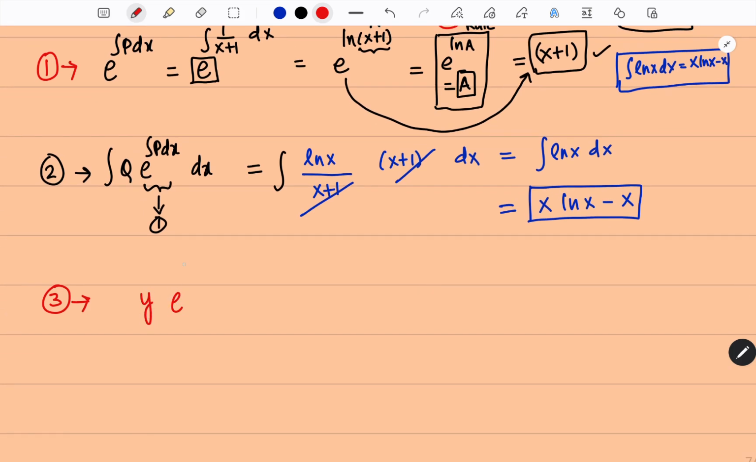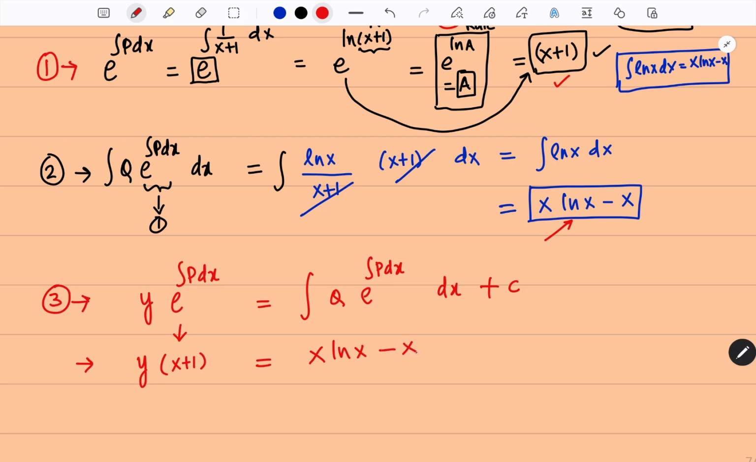So y times e to the power of integral p dx is equal to integral of q e to the power of integral p dx, dx, plus c. This implies y, from step number 1, which is x plus 1, is equal to the integral. This is step number 2, there is no integral left, we did it all together. So this is x ln x minus x, plus c.